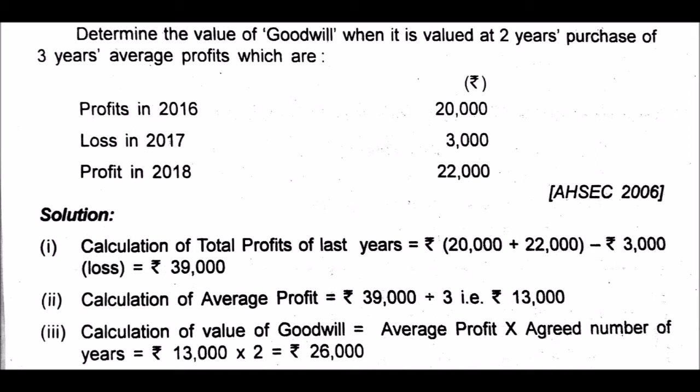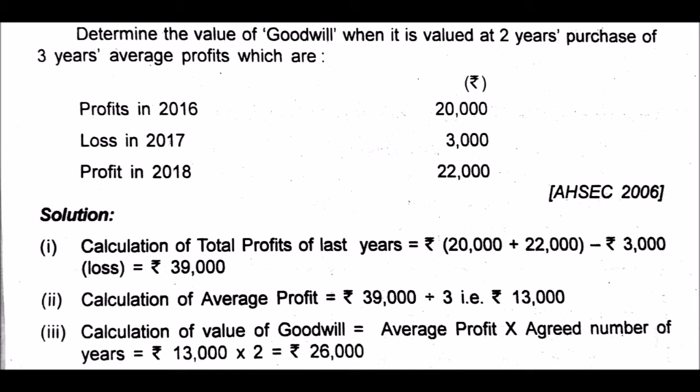The last step is you look at the question, how many years purchase? You have 2 years purchase, 2 years purchase of 3 years average profits. So the 3 years average profit is 13,000 and 2 years purchase, so 13,000 into 2, that is 26,000. So the most important thing you learn in this question is that if there is any loss, you have to deduct the loss to arrive at the total profit. Okay, so moving forward, these were very simple questions.